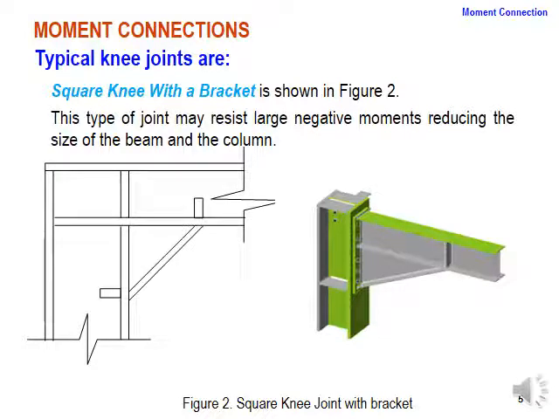Another type of the square knee is with the bracket that is shown in this figure. This type of joint may resist large negative moments. If larger negative moments are needed to be resisted by the connection, we have to provide the brackets. So that is also reducing the size of the beam and the column itself, because most of the moments are carried through this path of the bracket, giving you finally the reduced dimensions of the beam and column.